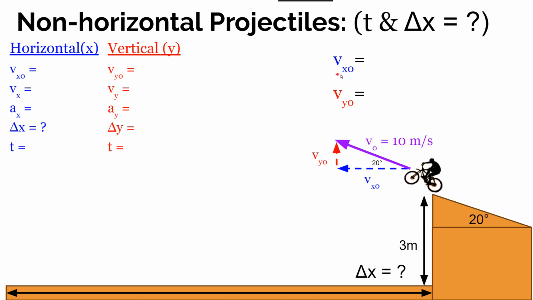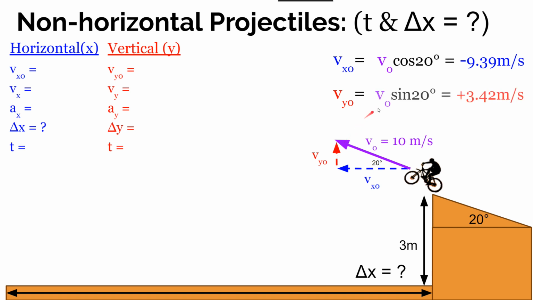So when we solve for the x component of the velocity initially, it turns out to be the hypotenuse, which is 10 meters per second, times the cosine of 20 degrees, which turns out to be 9.39 meters per second, and we make that negative because the initial horizontal component is to the left. For the vertical component of the initial velocity, that's the hypotenuse times the sine of 20 degrees, and that's 3.42 meters per second, and we make that positive because, as we can see, the initial vertical component is up, and up is positive. So let's write down now our given information.